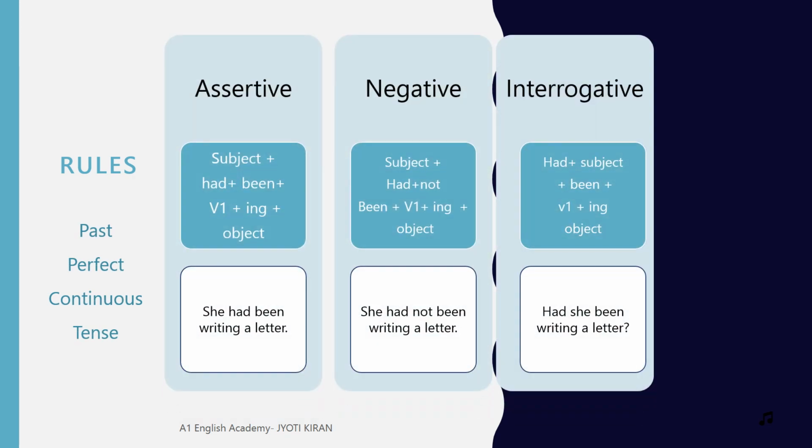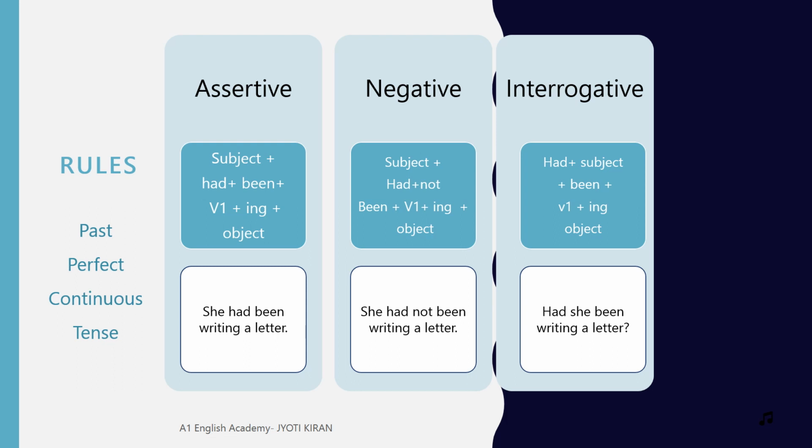Let's learn about the rules of past perfect continuous tense. To make assertive sentences with subject, we use had been plus the first form of verb with ing and then the object. See the example, she had been writing a letter.